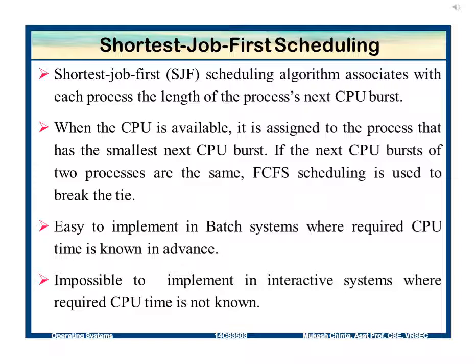Non-preemptive SJF: in this method, if the CPU is executing one job, it is not stopped in between before completion. And preemptive SJF: in this method, while the CPU is executing a job, if a new job arrives with a smaller burst time, then the current job is preempted, sent back to the ready queue, and the new job is executed. It is also called shortest remaining time first, SRTF.